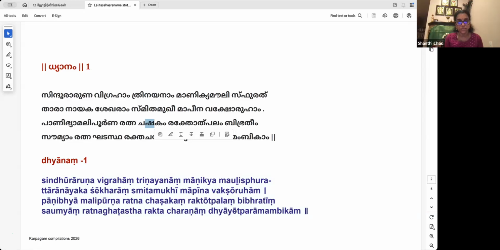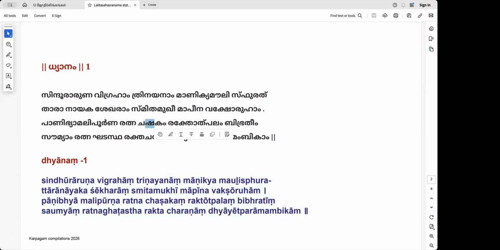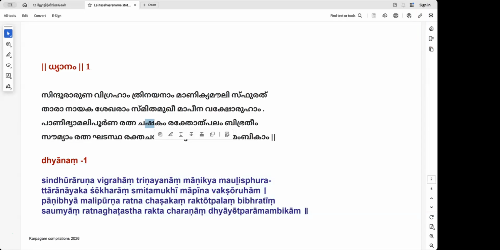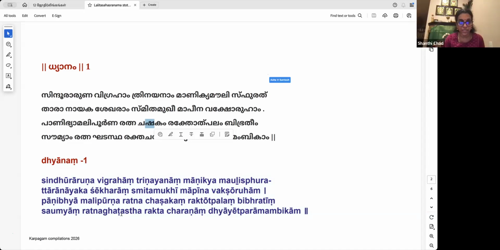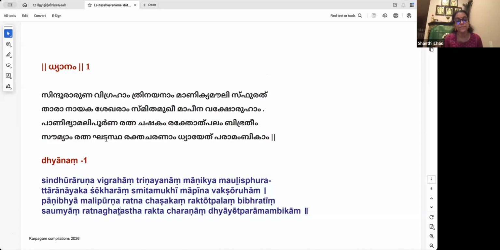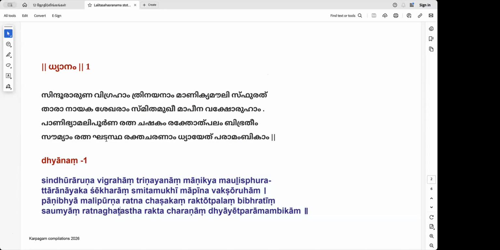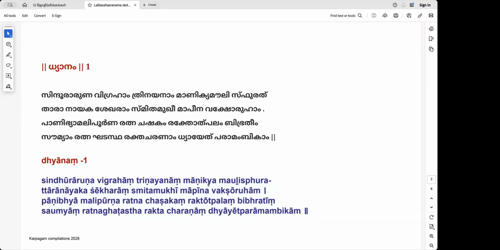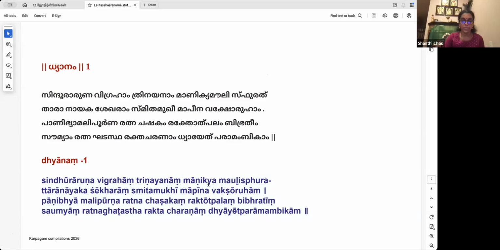Raktotpalam, Vibhratim, Saumyam, Ratna Ghatastha. It is not da, okay? It is the tha, the fourth one. Ghatastha, sorry. Rakta Charanam, Dhyayet, Paramambikam. It's param ambika, okay?